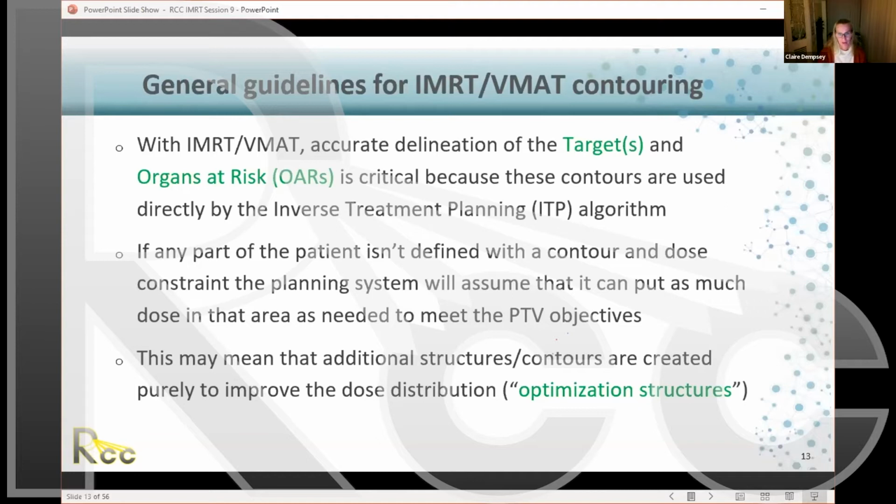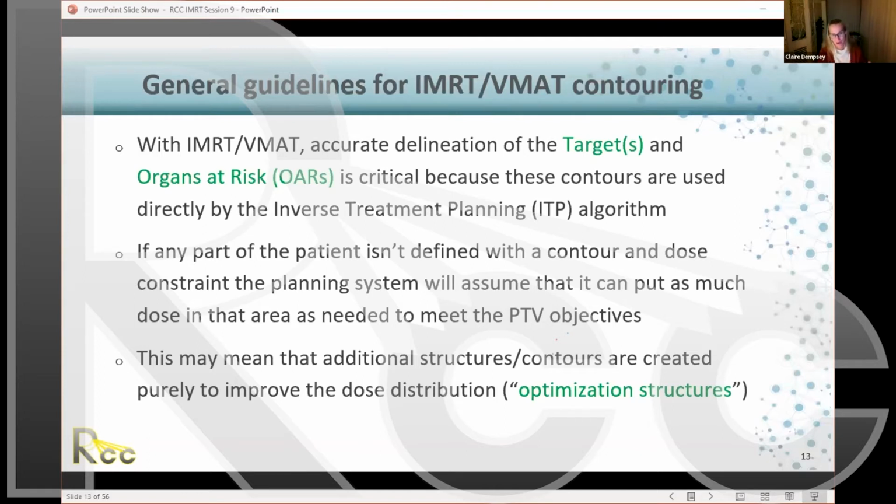If any part of the patient isn't defined with a contour, let's say we're treating a prostate patient, we've defined the prostate, the bladder, the rectum and the femoral heads, but we haven't defined anything else, the planning system doesn't know whether you're happy to have high or low dose in those regions. So it's really important that there are a lot more contours in an inverse treatment planned patient treatment, because as smart as the algorithm is, it can't read our minds. And so we need to tell it absolutely everything.